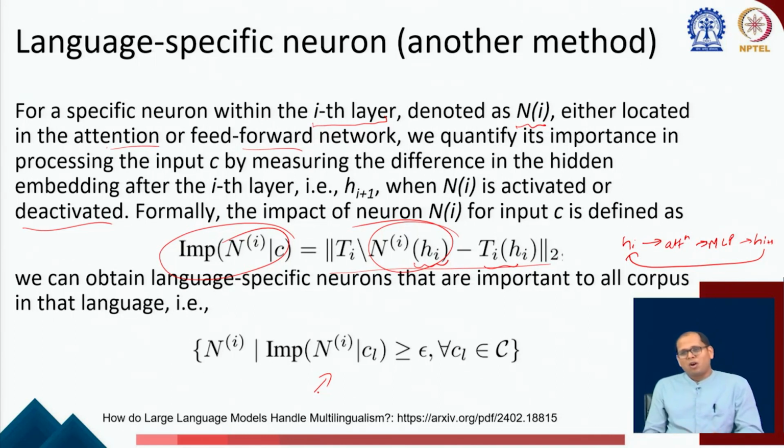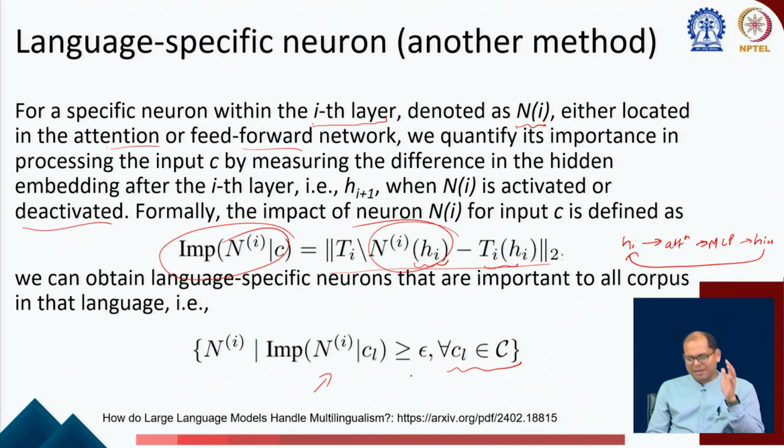But if it was not important for the language, I would not see much difference across the representations. So they ask: what is the difference across two layers when I deactivate a particular neuron, which can be either in attention or MLP? And then I do it for a corpus, multiple sentences in the same language. It should happen consistently across sentences in a given language, and only then can I find this is important for that particular language.